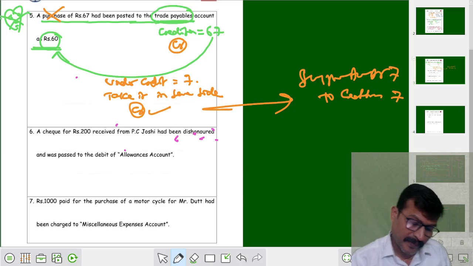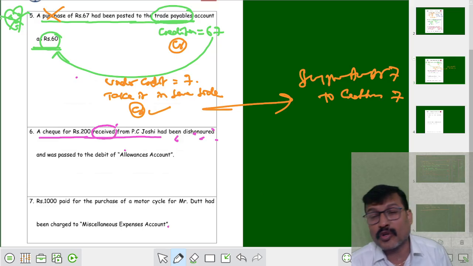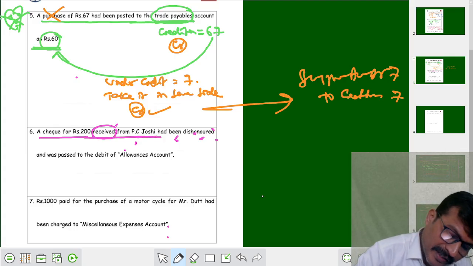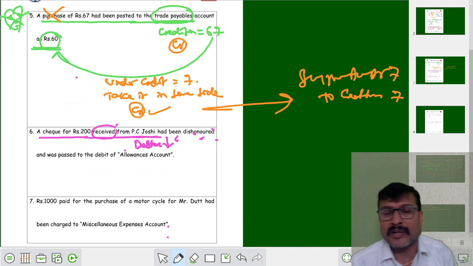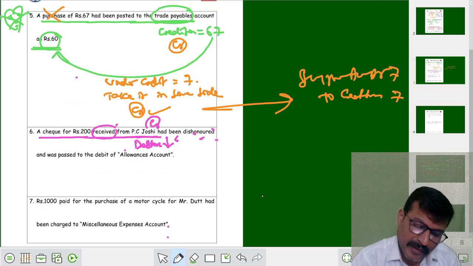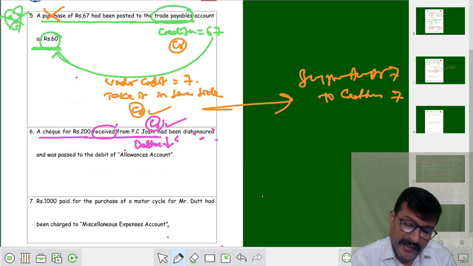A check for rupees 200 received from PC Joshi. Oh, it is a received. Remember, you should not call it as a income, because you have received from PC Joshi. When you received from PC Joshi, the debtor will decrease. When the debtor decrease, the debtor is to be what? Credited, because asset decreased. Has been dishonored.